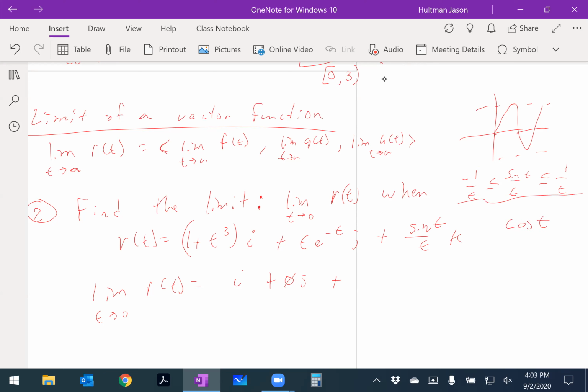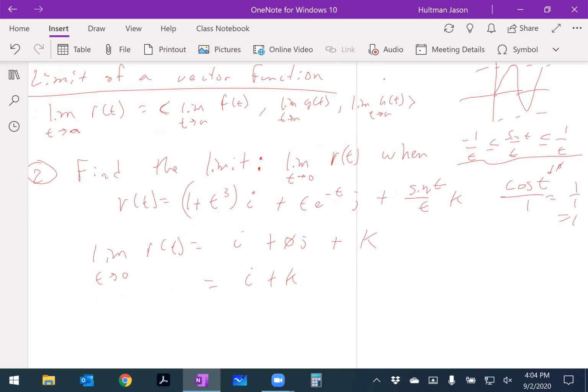So this is cosine t over 1, which is equal to, plug in 0, 1 over 1 is 1. Boom, this goes to 1. That's kind of cool. So 1k is just k. So what's the limit of this thing? The limit is i plus k. So that's standard basis form. I plus k.